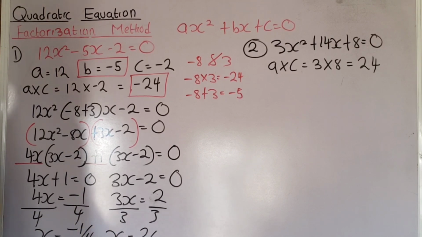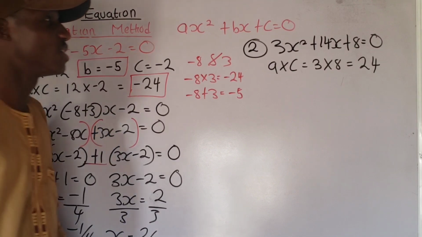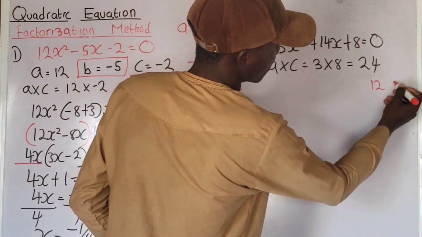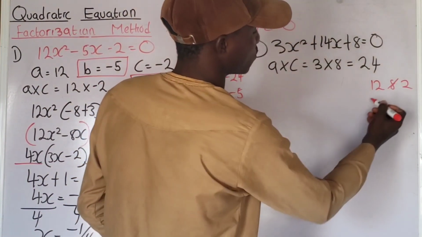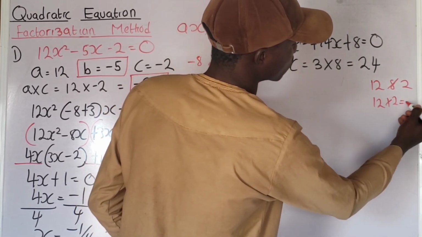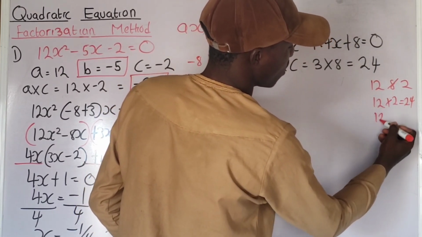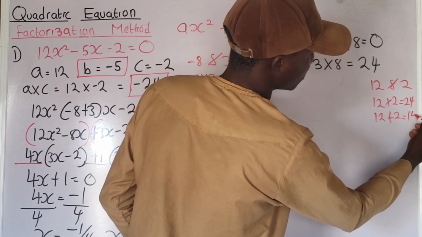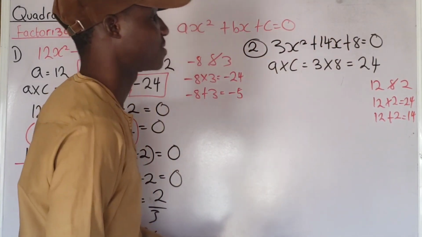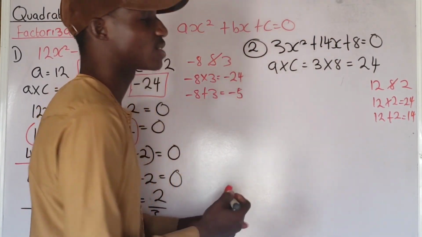You understand? 12 and 2. Let's try it. 12 multiplied by 2 equals 24. And 12 plus 2 equals what? 14. You understand? So that means that the two numbers that we need are 12 and 2.